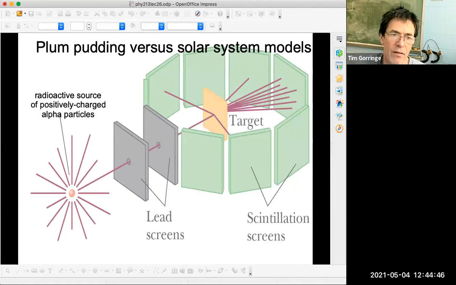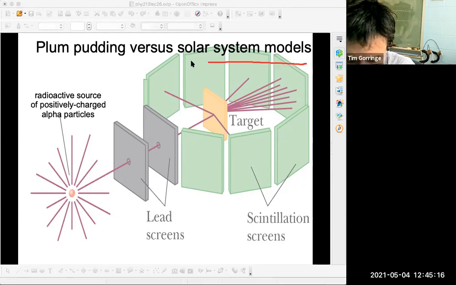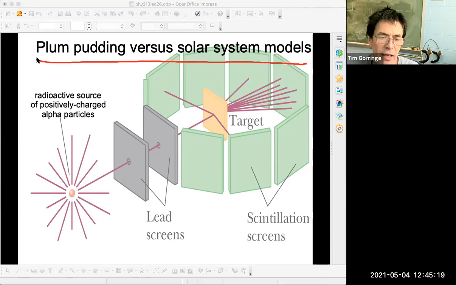So we went back 100 years ago. The real question was, is the atom actually like the plum pudding, or is the atom like the solar system? Which of these two different models of an electrified atom containing electrons, known particles, which of those two models is the correct model? So there's a very famous experiment that was conducted to answer this question. And here's a sketch or a depiction of that experiment.